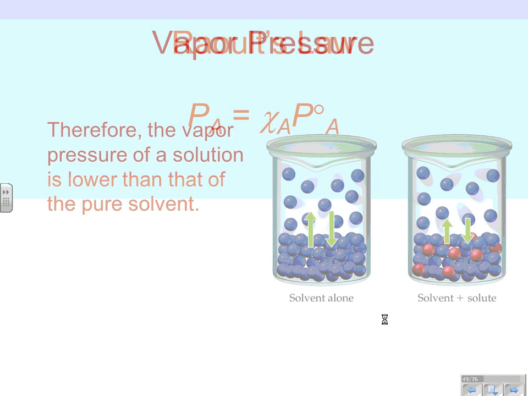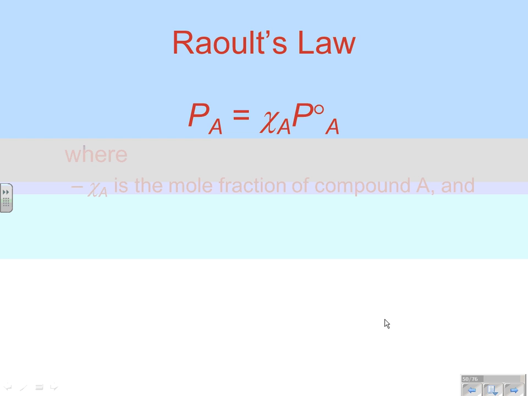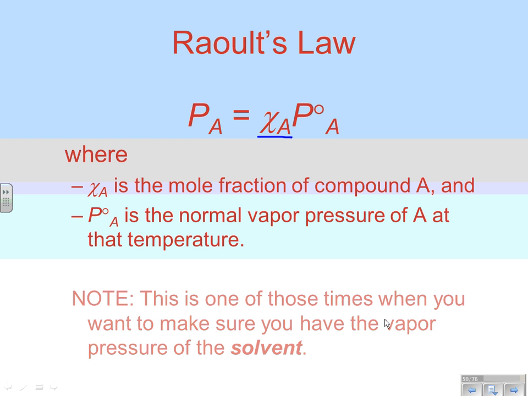And the calculation we would use to do that is known as Raoult's law. In Raoult's law, chi of A is the mole fraction of the solvent A. This value right here, P naught A, would be the normal vapor pressure of A at any given temperature. And the key here is we're talking about the solvent. So remember, when you're calculating mole fraction here, you need to calculate the mole fraction of the solvent.